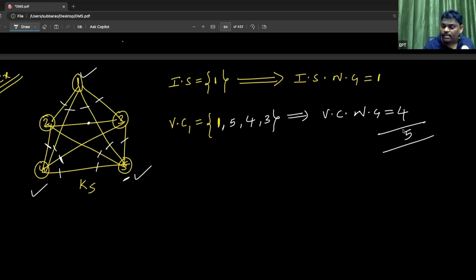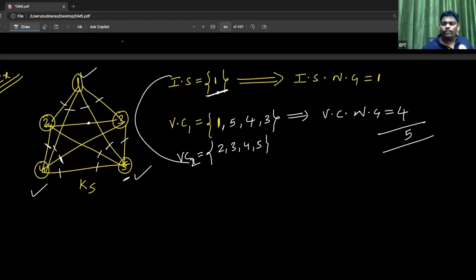Right? 5. You may say, sir, it is 1. This answer should be other than that. If you want, you can verify. That is also correct: 2, 3, 4, 5. It is also a vertex cover of the graph. You can take 2 here also. If you take 2 other than that, it is possible.